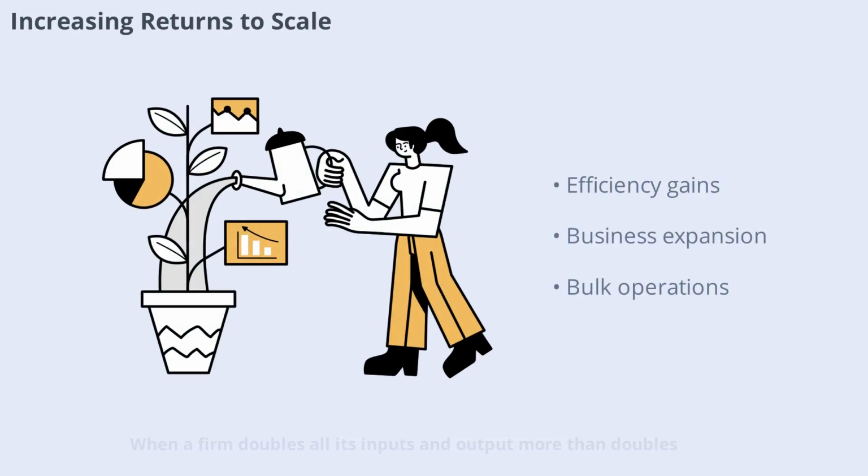When a firm doubles all its inputs and output more than doubles, it experiences increasing returns to scale. This often happens due to efficiencies gained from larger operations such as bulk purchasing or specialized labor. It's a key driver of business expansion.